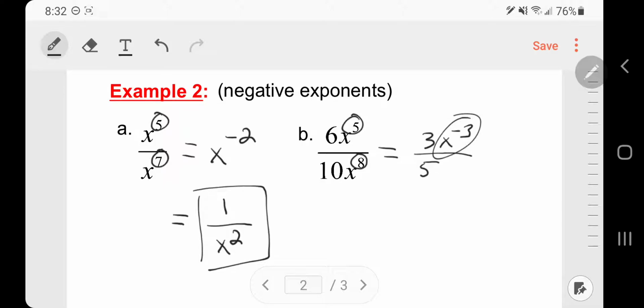Now again, this x to the negative 3 is a negative exponent. We don't want a negative exponent, so the reciprocal would be just to move that piece to the bottom and make it positive. So it would become 3/5 over x cubed. We don't use the reciprocal of our fraction. Our fraction stays the same. The only thing that moves is our negative exponent. And again, it becomes positive.